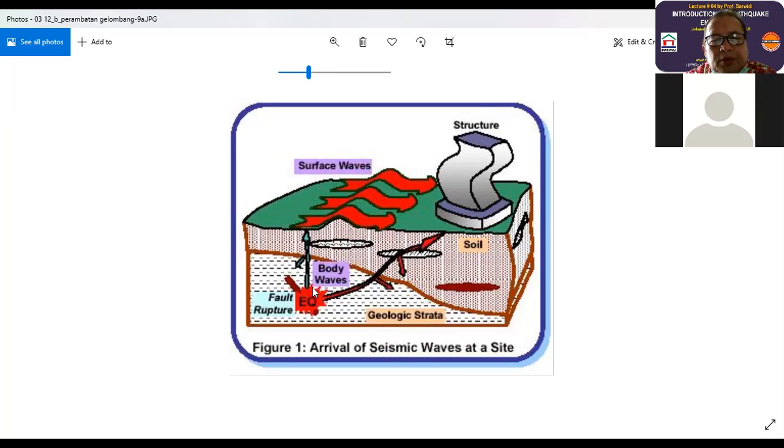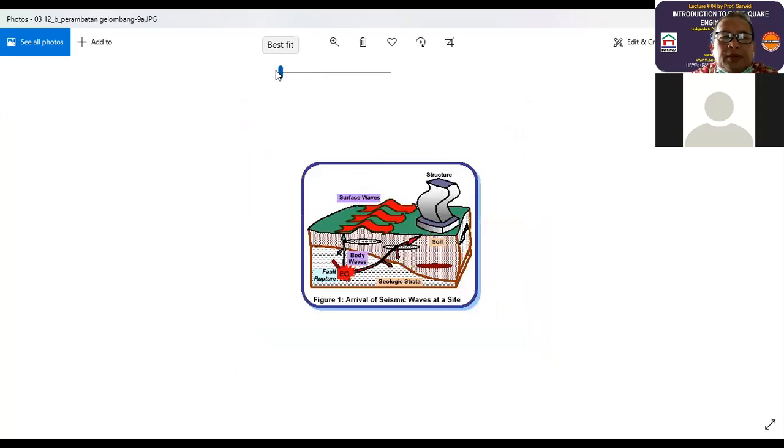So not only going vertically, but the waves also propagate horizontally, inclined, or maybe don't go downward. So we call it everywhere. Okay, and so we can see the top here.